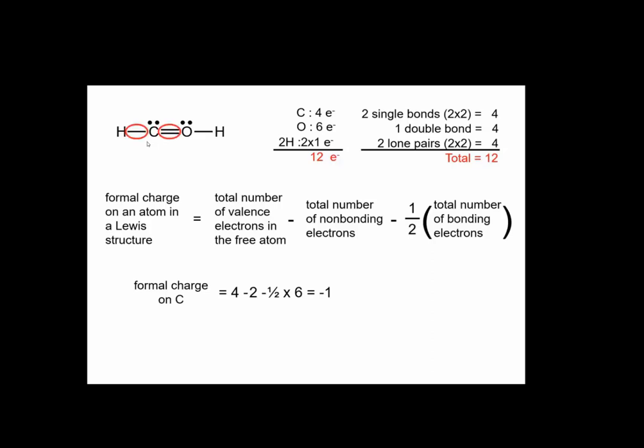How about oxygen? Oxygen, help me. Total number of valence electrons, what group number does oxygen belong to? Six. So can I say valence electrons are 6? Yeah. Minus total number of non-bonding electrons. How many non-bonding electrons in this? Two. Yes, 2, thank you. Minus half of total number of bonding electrons. Is this bonding electron? 2, 4, 6. So half of 6 is 3. So you get plus 1 charge, right?